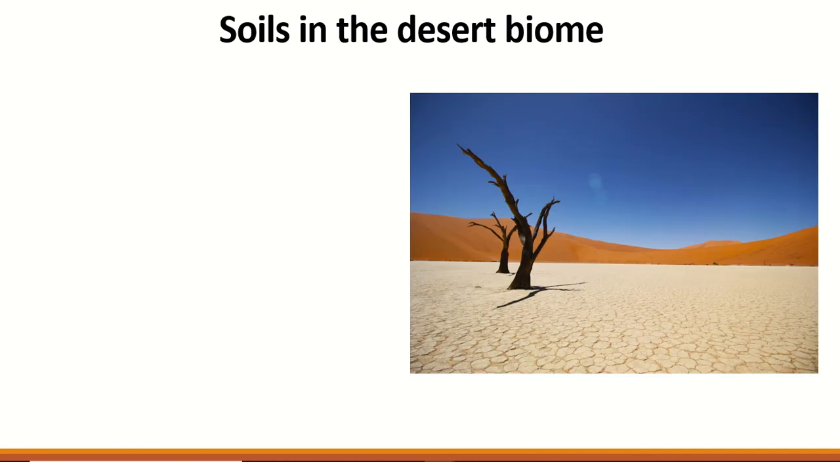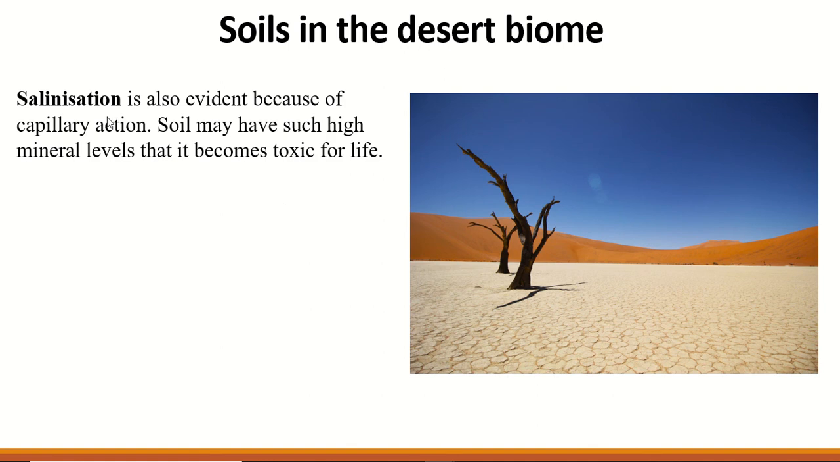All these minerals being brought to the surface can cause something called calcification. What's calcification? A hard calcite layer that's basically impermeable exists in the upper layers of soil. What does this mean? It means trees and plants cannot access the water table. The water table is often deep underground, and trees cannot access this because there is an impermeable calcite layer. Another thing that's very evident in desert soils is salinization.